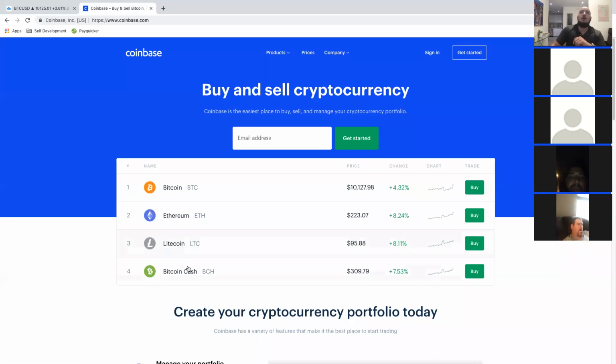You could also buy all kinds of different cryptocurrencies such as Ethereum. I'm very bullish on Ethereum long term. Bitcoin as well. I do not mess with Bitcoin Cash. I don't really care for Litecoin. But Bitcoin, Ethereum, I have a lot of that. Also Ripple, a lot of that as well. You guys can learn about all those things.